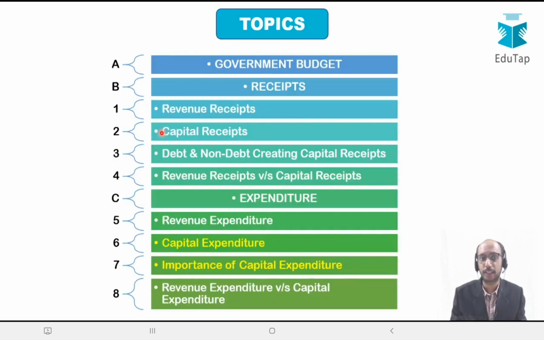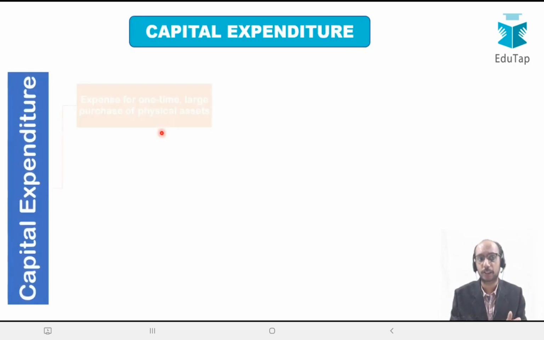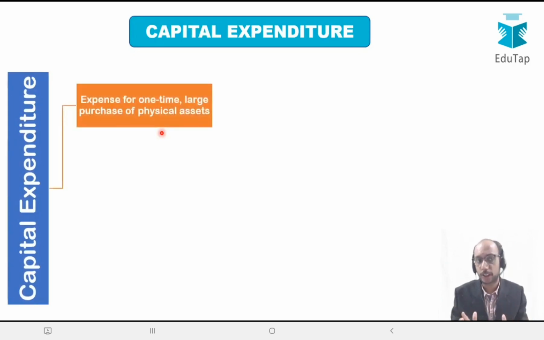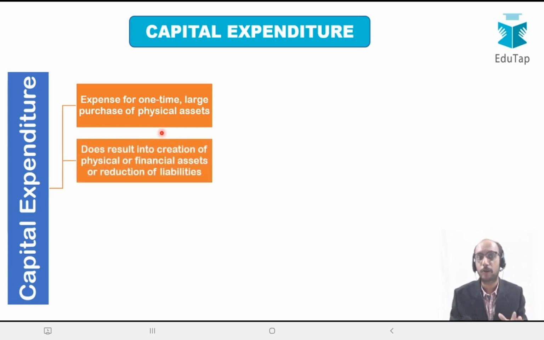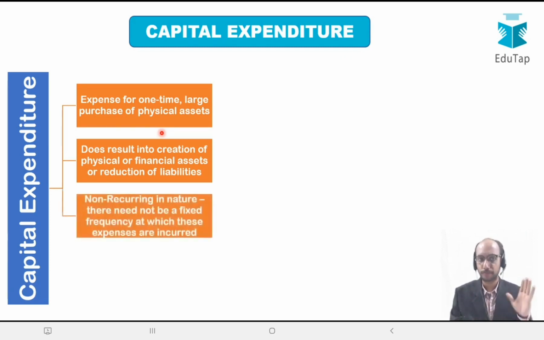If I have to take the discussion ahead and talk about capital expenditure, I have already emphasized while discussing revenue expenditure that revenue expenditure does not result in the creation of physical or financial assets, whereas capital expenditure is like your one-time large purchase of a physical asset. It does result in the creation of physical or financial assets or reduction of liabilities. Either way, it is referred to as capital expenditure. I'll be giving you adequate examples to make my point clearer. This is non-recurring in nature.